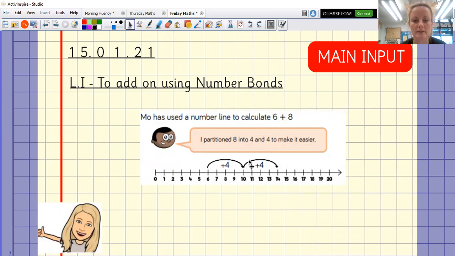So to make it easier for him, he's found 6, so he's circled 6, and then he's done his jump. So instead of doing 1, 2, 3, 4, 5, 6, 7, 8, he's done 4 and then another 4. He knows that 6 plus 4 is 10. So he's done plus 4 and then plus another 4, which makes 14. Okay, so he's used the numbers in his number sentence to partition to help him add on.